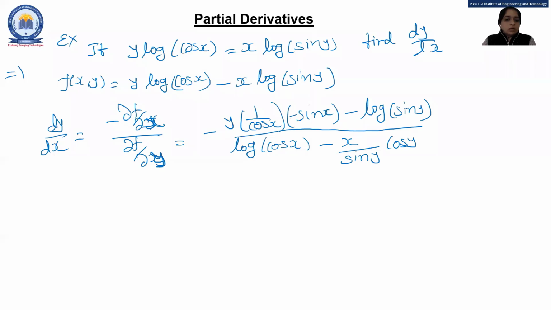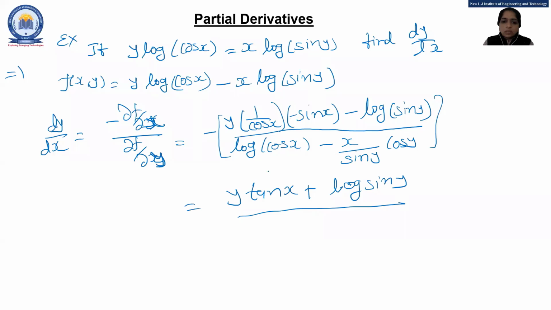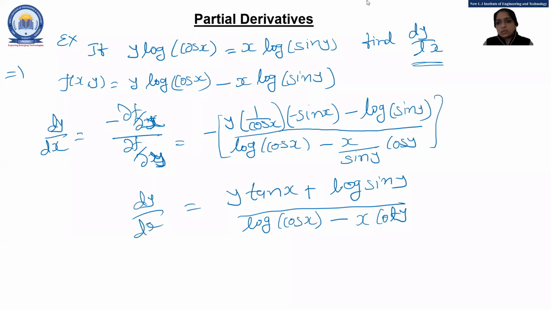Students, if I take minus common from the numerator, then minus minus becomes plus. So here I have y sin x upon cos x, that is tan x, plus log sin y upon log cos x minus x cos y upon sin y, which is cot y, right? Any doubt? We want to find dy by dx, and this is the dy by dx. If you have any doubt, let me know in the chat box.